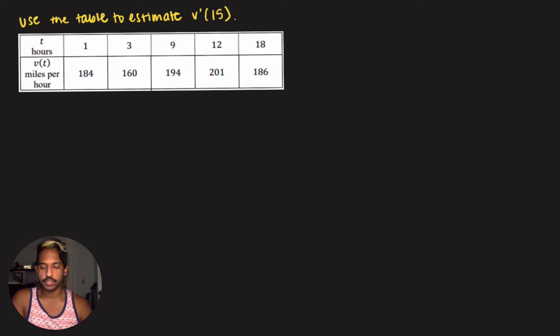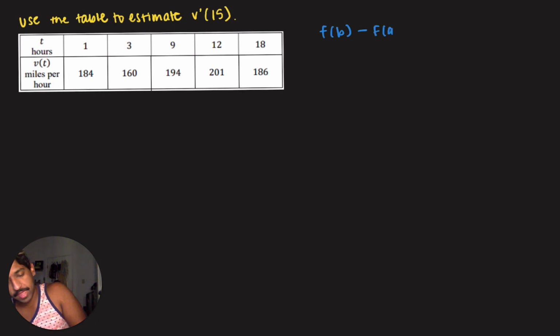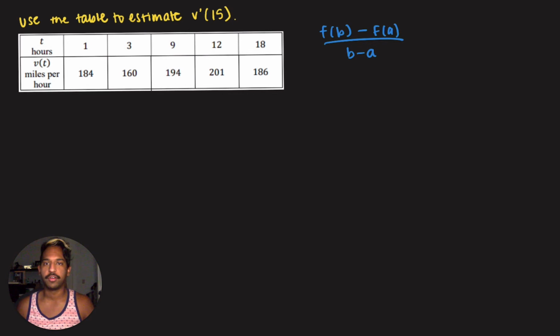In order to solve this question, to estimate v prime at 15, or the derivative of v at 15, we are going to use the values in this table. Now, whenever we do an estimation of instantaneous rate of change, we're going to use our average rate of change formula. Again, just to remind us, that's f of b minus f of a over b minus a. And f could be a different letter. It could be v, it could be x.